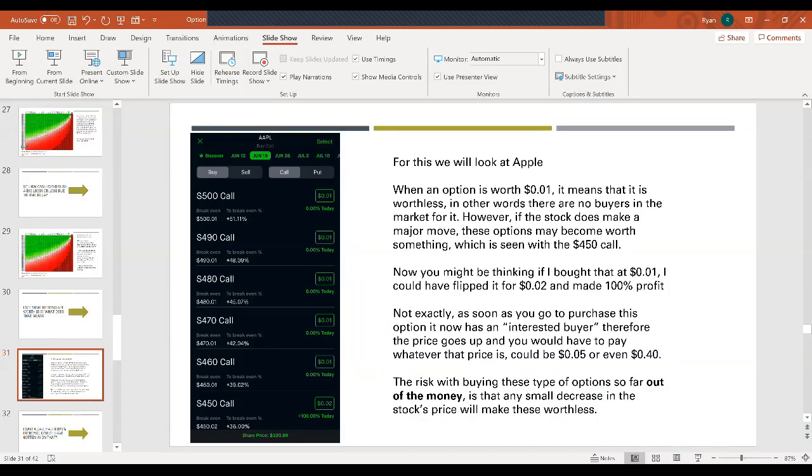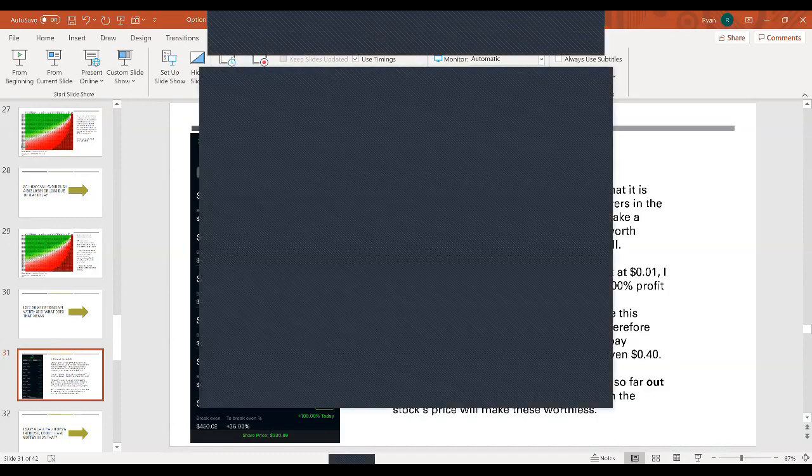So as soon as you go to click on this and purchase it at 10 cents, the price of it almost goes up to like 40 cents because it's an interested buyer now. Now it has some action on that strike price. So let's take a look at how that works actually on Robinhood.